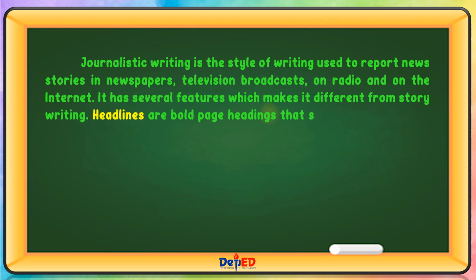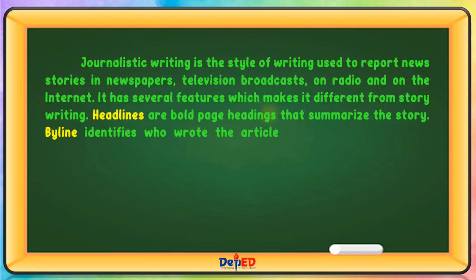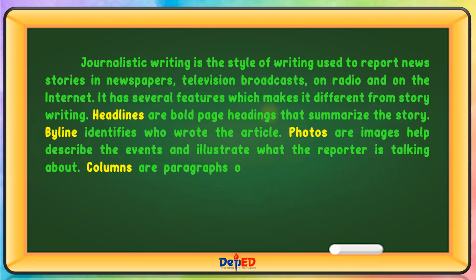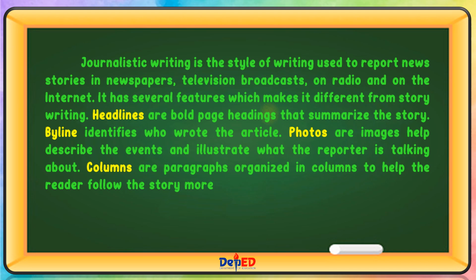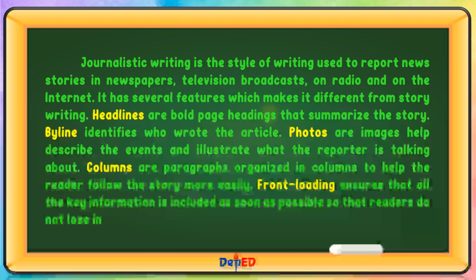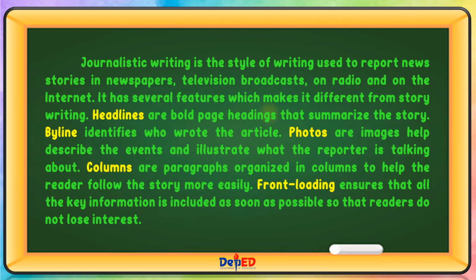Headlines are bold page headings that summarize the story. Byline identifies who wrote the article. Photos or images help describe the event and illustrate what the reporter is talking about. Columns are paragraphs organized in columns to help the reader follow the story more easily. Front-loading ensures that all the key information is included as soon as possible so that readers do not lose interest.